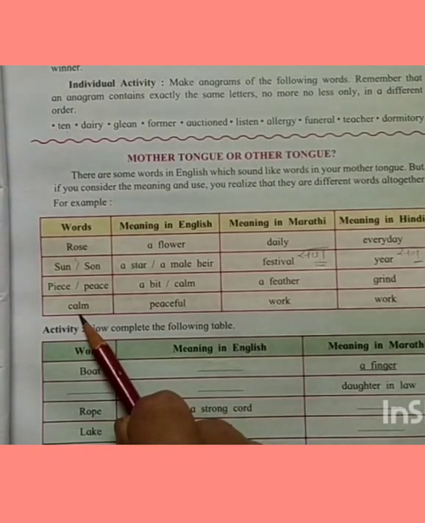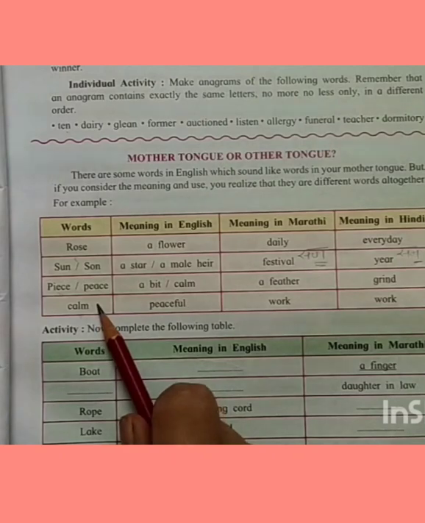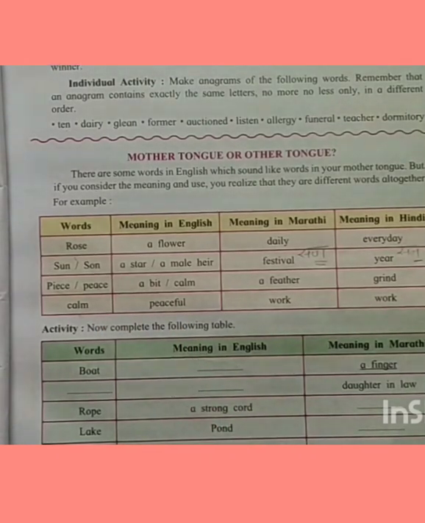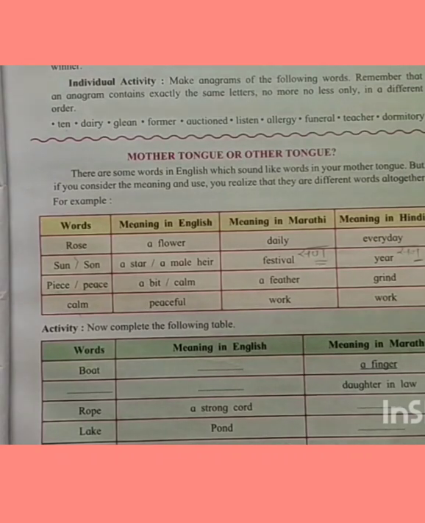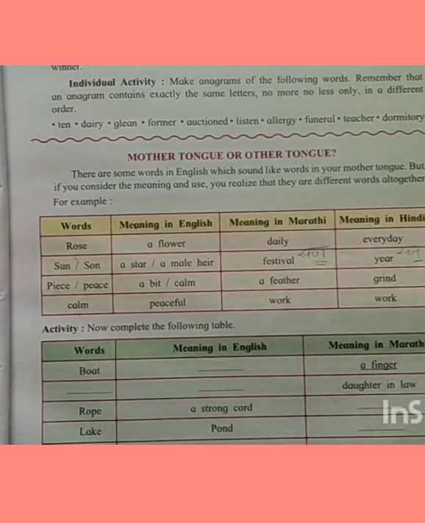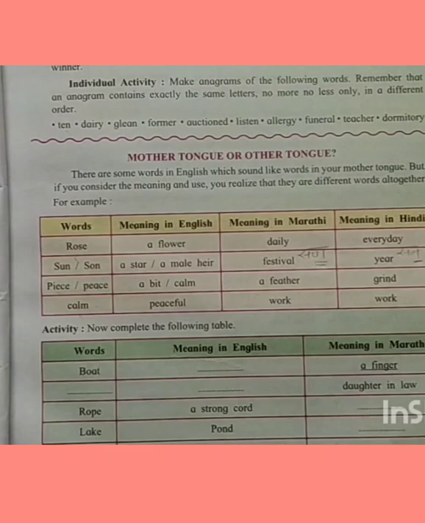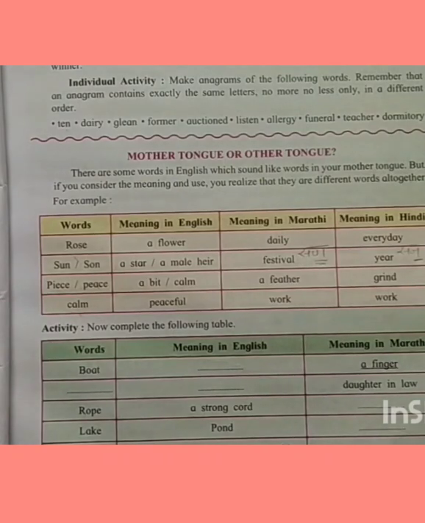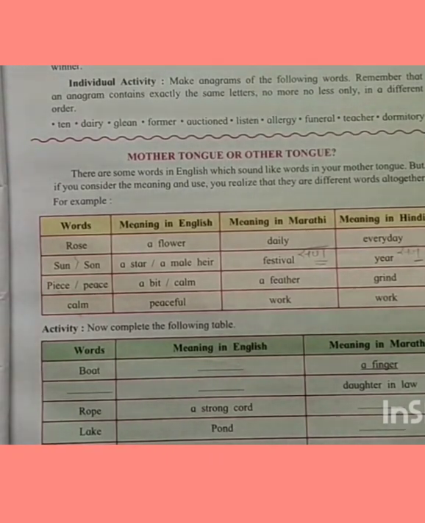Next is calm. Calm, the pronunciation is C-A-L-M, where L is silent. In English the meaning is peaceful. The river was calm. The holy man looked very calm. एकदम peaceful. In Marathi it is work. मी काम करते. माझी आई रोज घरात काम करते. मी आईला कामात मदत करते. So काम is work. In Hindi also it is work. मैं काम पे जाता हूँ. मैं काम करती हूँ.